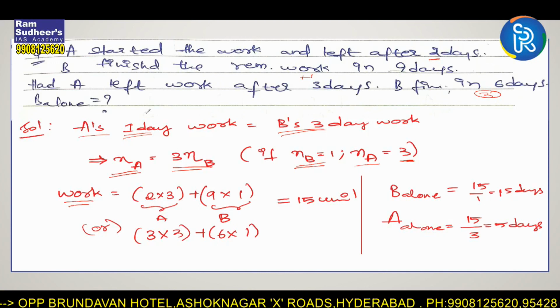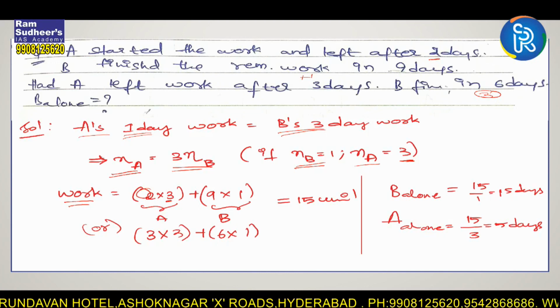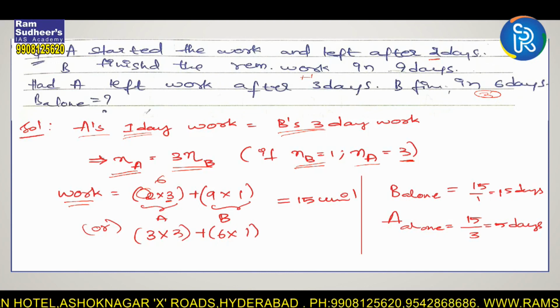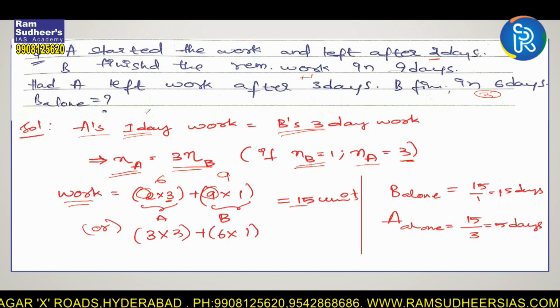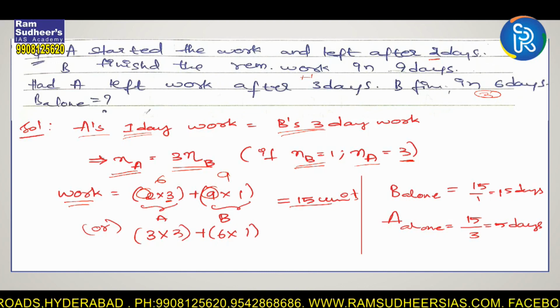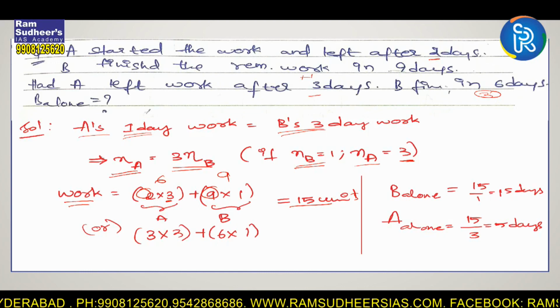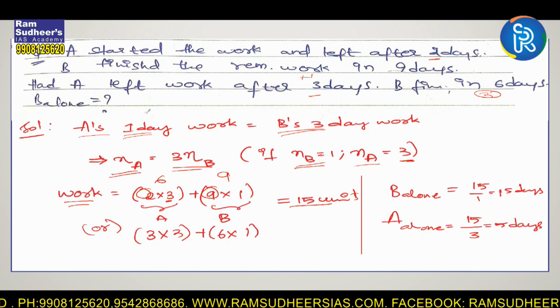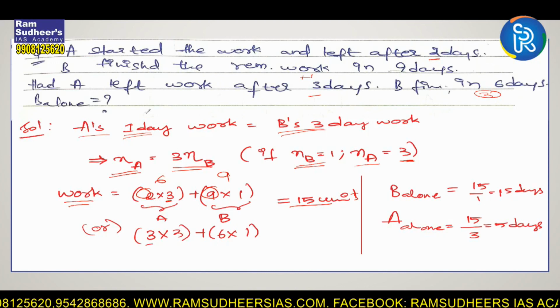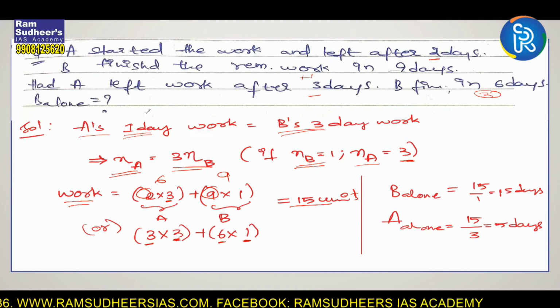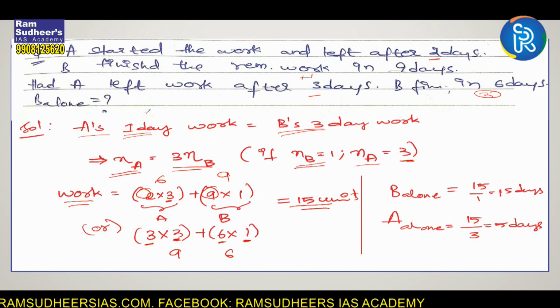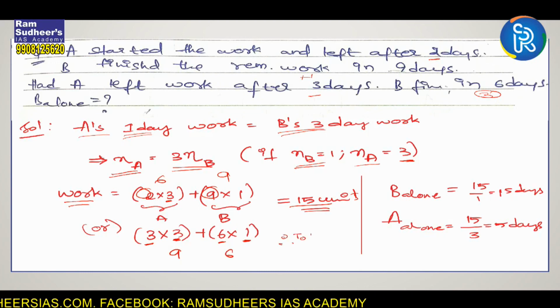A does 2 days work with its efficiency 3, this is 6. And B would work for 9 days with its efficiency 1, this would be 9, and our work would be 15 units. Or, in the second case, A is working for 3 days, and B is working for 6 days to complete the work. In that case, A is working for 3 days with an efficiency 3 and B is working for 6 days with an efficiency 1, which would also turn out to be 15 units. Therefore, our total work is 15 units. Either way, we'll get the same units of work. So our total work is 15 units.